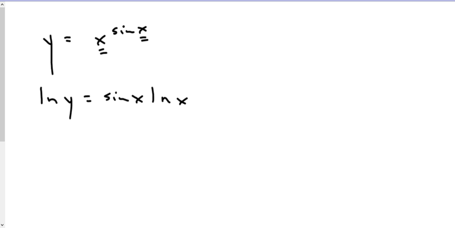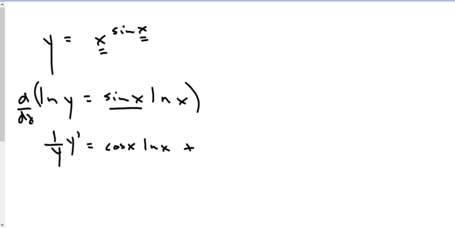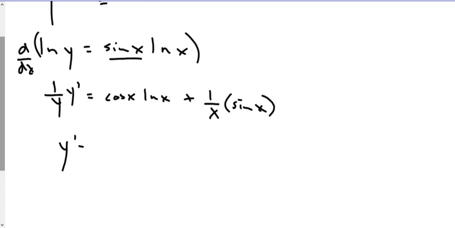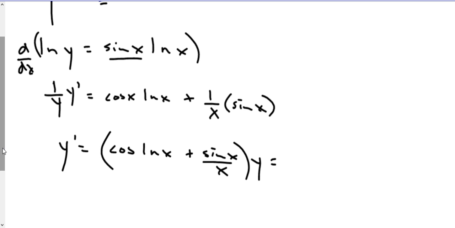Take the derivative, differentiate. We're going to have 1 over y times y prime. It's going to equal the derivative of sine, using the product rule, which is going to be cosine of x times natural log of x, plus the derivative of natural log of x, which is 1 over x, times sine of x. And then we're going to simplify this a little bit farther. We get y prime by itself, so we have cosine of x natural log of x plus sine of x over x. That's all multiplied by y. Y we know is x to the sine of x.